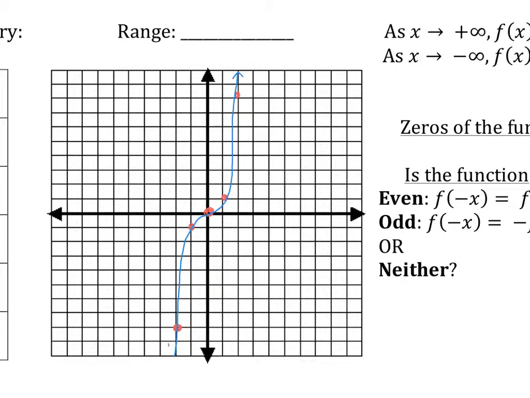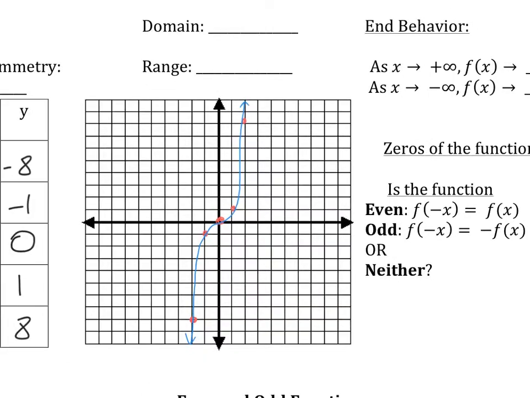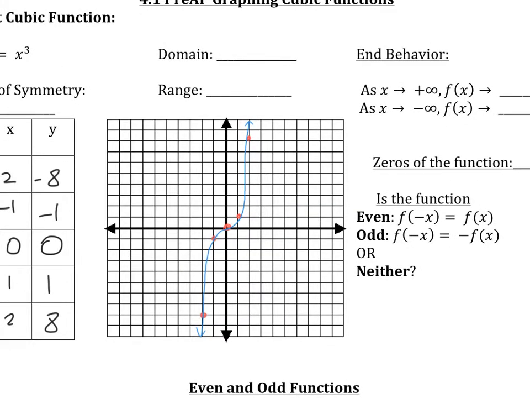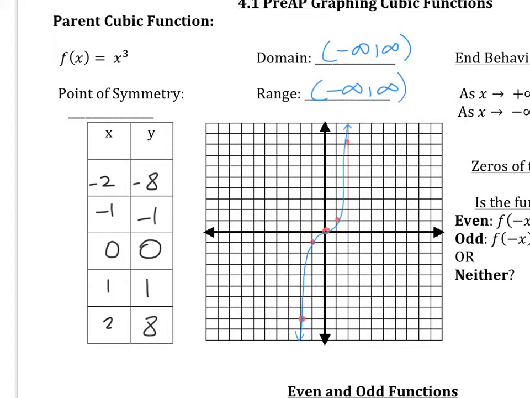Now, as you can see, the domain is all real numbers because this continues on forever and down forever. So the domain is going to be all real numbers, and the range is going to be all real numbers as well. Now, if you look closely at this graph, you will see that there's a point of symmetry at 0, 0 in this case. So the point of symmetry is 0, 0, the origin, in the parent function case.